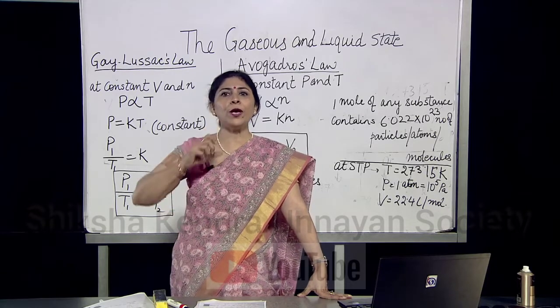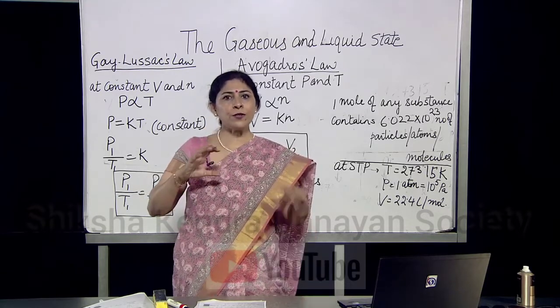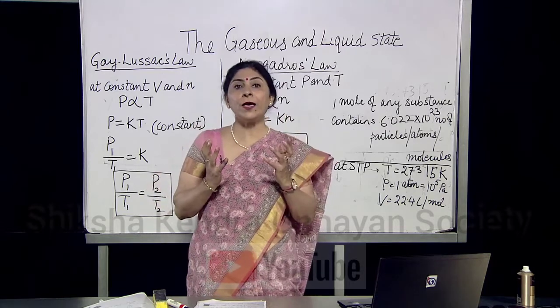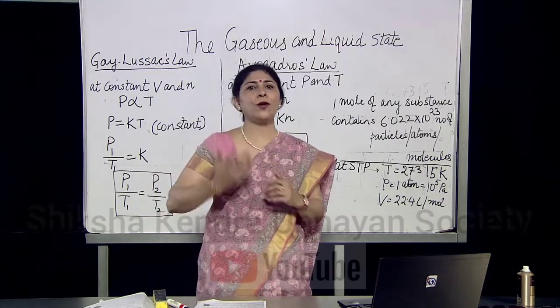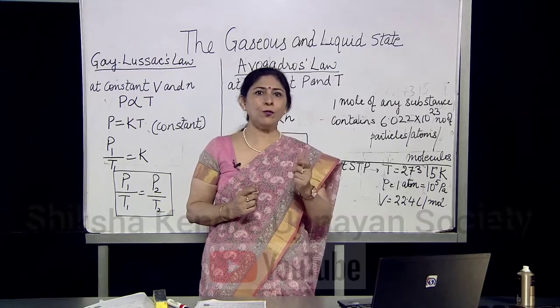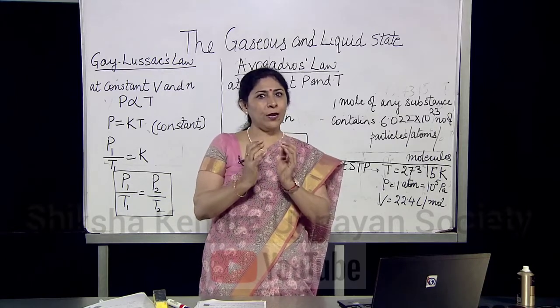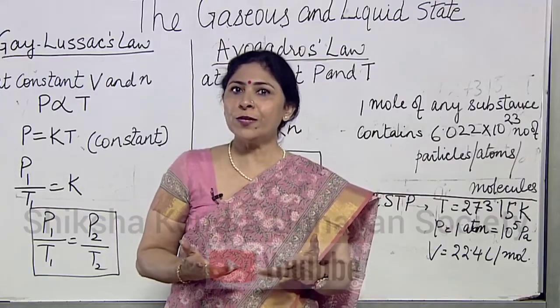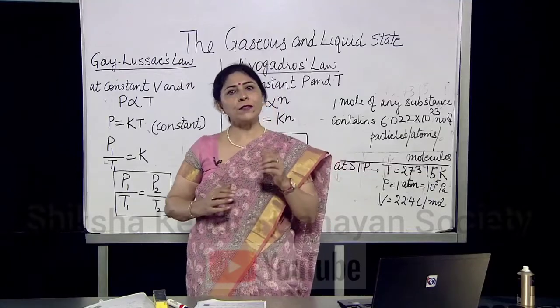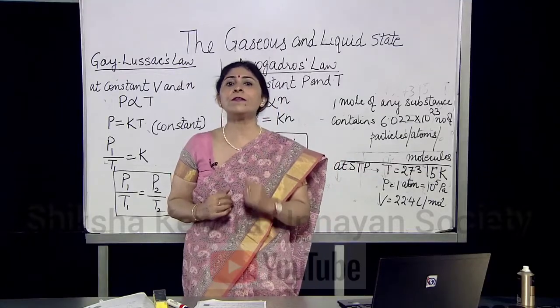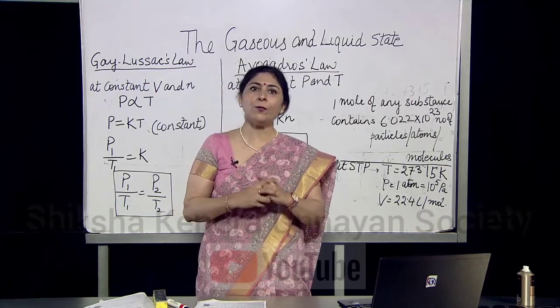Now, when we are blowing a balloon, what happens over there? The volume becomes more. Why? Because of the number of moles we are putting inside it. When you are putting a lesser amount of air, the volume will be less. When you are giving more moles in it, the volume will be more. So, we can say the volume is always directly proportional to the number of moles.